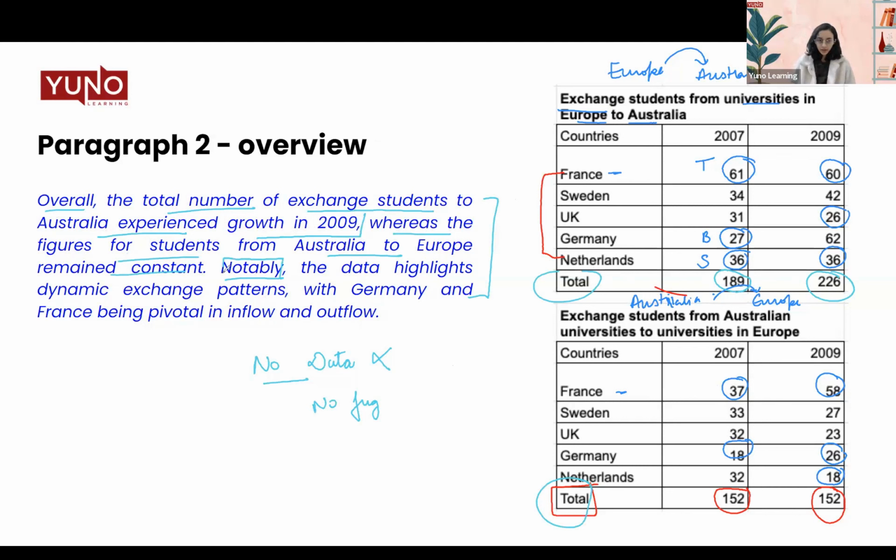Notably, this is a linker that we have used. Please remember this linker. The data highlights dynamic exchange patterns with Germany and France being pivotal in inflow and outflow. You see that the dynamic exchange patterns are with France and Germany. What are those? We can discuss them in the body paragraphs, but that means Germany had the lowest and France always had the highest. So this is how you write an overall. Let's just move on to the body paragraphs.